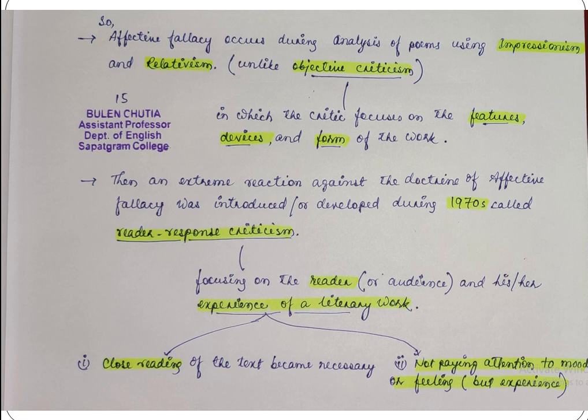I think you have understood what affective fallacy is. What is the relationship between affective fallacy and impressionism, affective fallacy and relativism, affective fallacy and objective criticism, affective fallacy and reader response criticism. So, I think everything is clear. I'm not claiming that all I have given is the ultimate one. You have to read a lot to get the meaning more. Okay, for today, thank you.